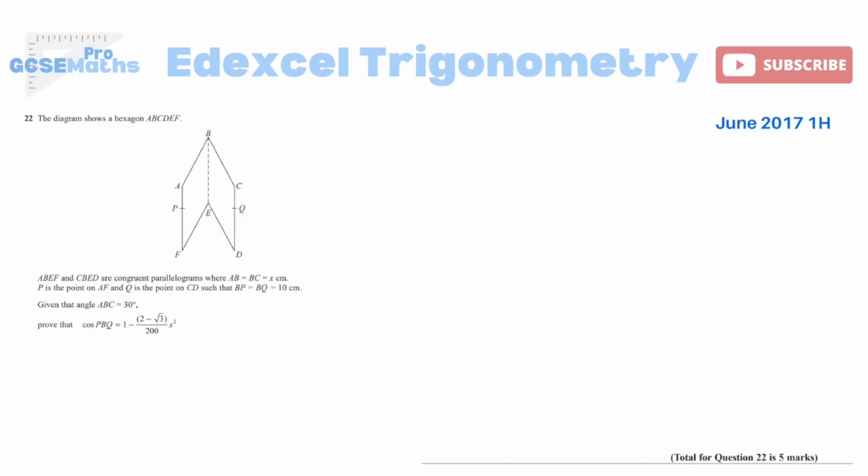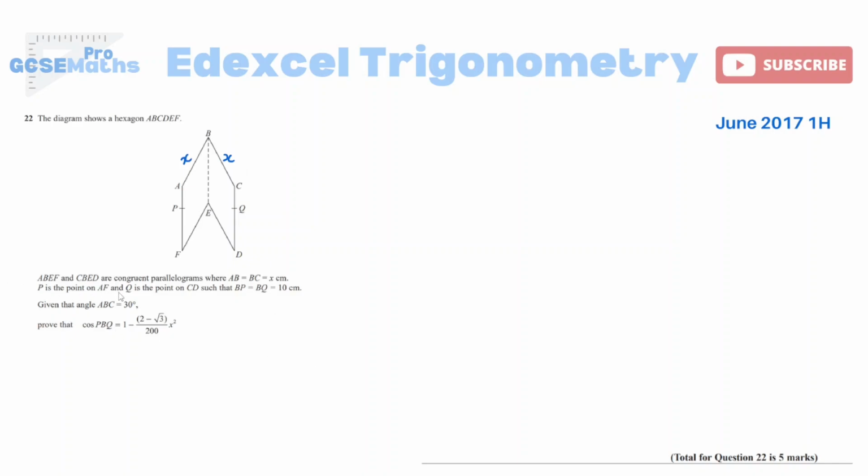Okay, so we're back to another non-calculator question, 5 marks, question 22, probably the last question on the paper. This time we've got the diagram shows a hexagon. We've been told that the 2 halves of the hexagon are congruent parallelograms, where AB is the same as BC, which they've labelled as X, so let's label that ourselves as well. X, and then that one's also X. Technically it means these 2 down here would also be X and X as well.